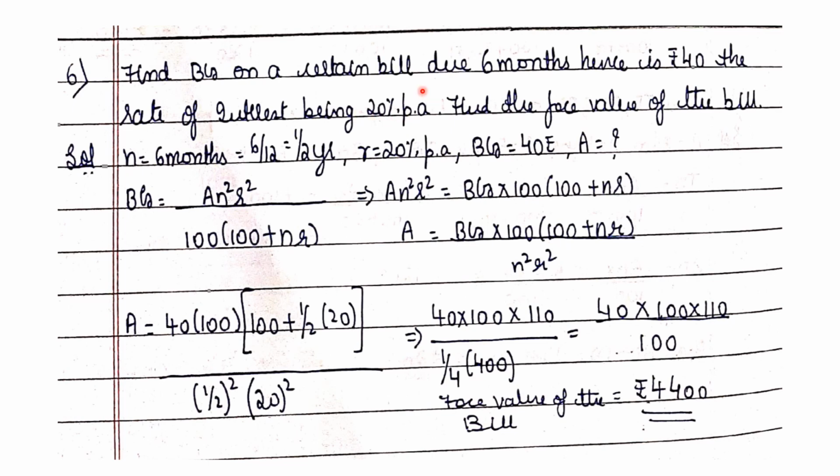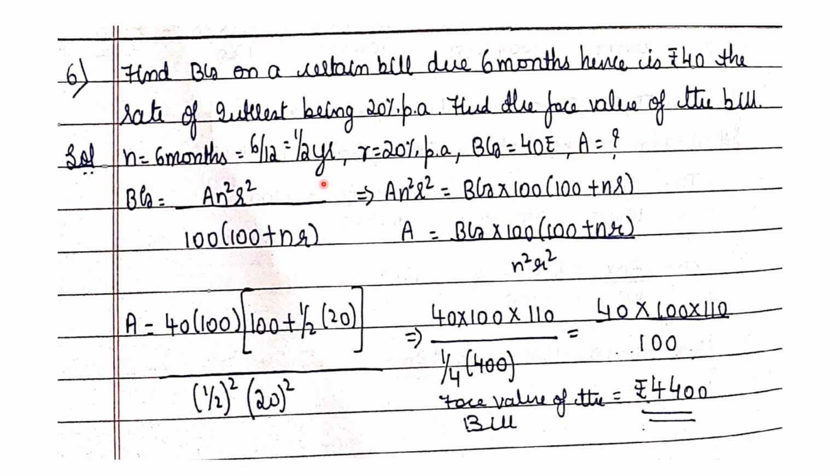Next, the banker's gain on a certain bill due 6 months hence is rupees 40. So this 40 is all about the banker's gain value. So BG will be 40 rupees. Next you have to find out the amount value. The face value of the bill has been asked, so you will find out what is A.